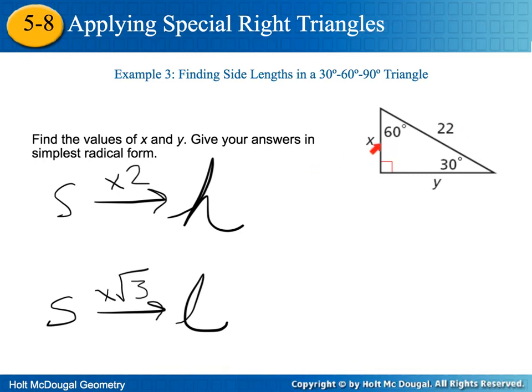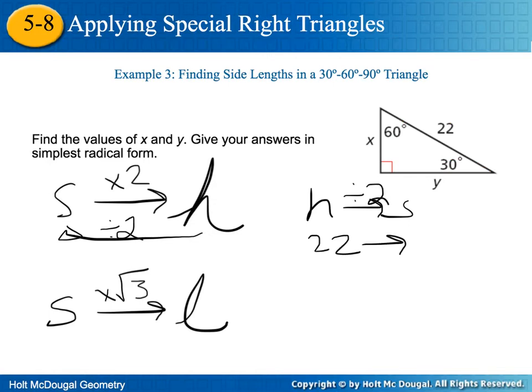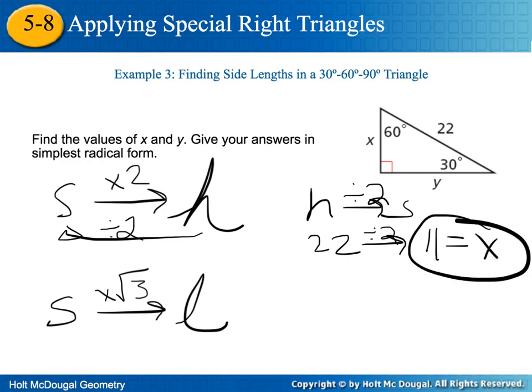Now, since I don't have the short side in this problem, I have to go backwards to get to here. Since I have the hypotenuse, I want to go from the hypotenuse backwards to the side. In order to do that, I need to divide by 2. So hypotenuse to the side, divide by 2. Hypotenuse is 22, so to get to the side, I divide by 2, so I should get 11. 11 equals x.